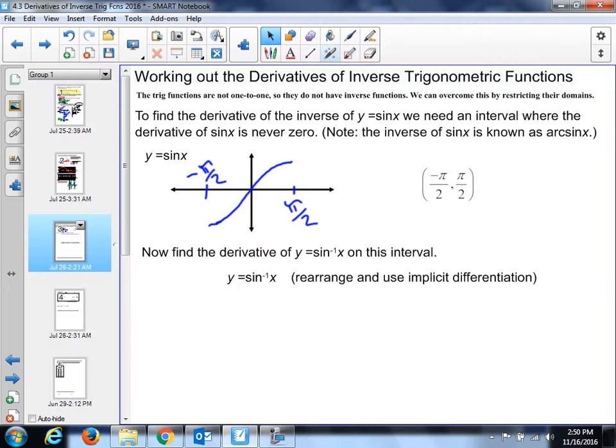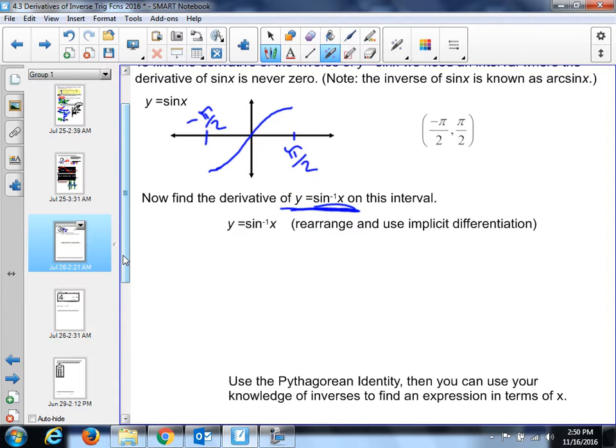Now, on this interval, we're going to find the derivative of that inverse function. We've talked about what an inverse is, and we kind of know what this function would say: what is the angle that gives me an x value? So we're going to rearrange and use implicit differentiation to solve this.